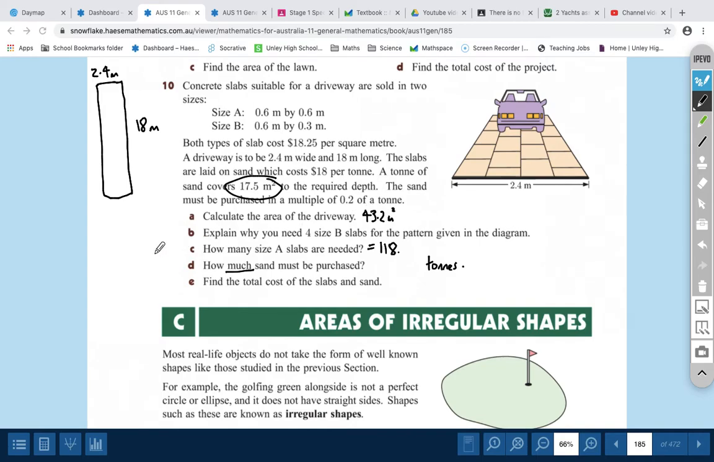So we've got to think, how many 17.5s? How many? That's a divide question. So we've got 43.2. How many 17.5s? And that is a calculated job, although 2 17s is 34. So we're going to be a bit over 2, aren't we? Maybe 2.5 tons, something like that. So 43.2 divide 17.5.